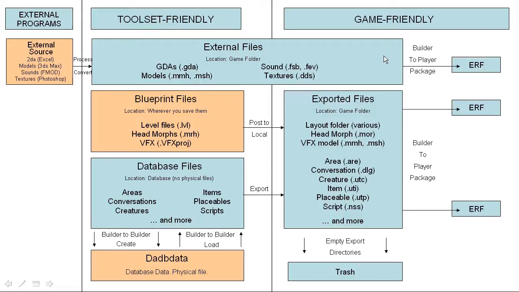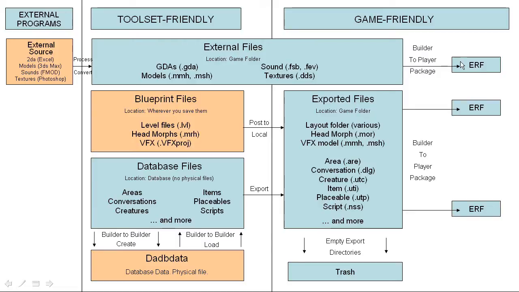When you're ready to actually distribute your module, you'll want to use a builder to player package. What this does is it takes all of the game friendly files that you're using, these external files and these exported files, and it puts them inside of erf files, erfs. Now these are sort of wrappers, if you like, for lots of resources. You do lose your folder structure, so it is only sort of suggested as a one-time thing, but there's not actually any information lost other than this folder structure, so you can actually pull them back out again.